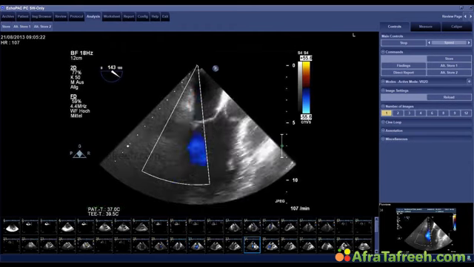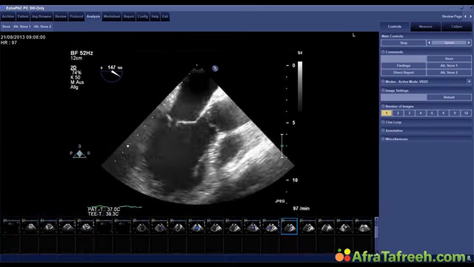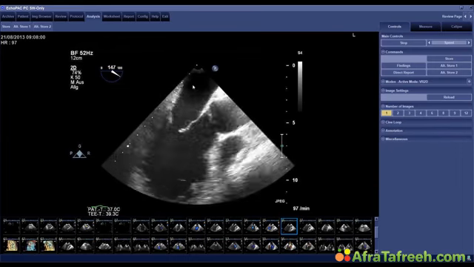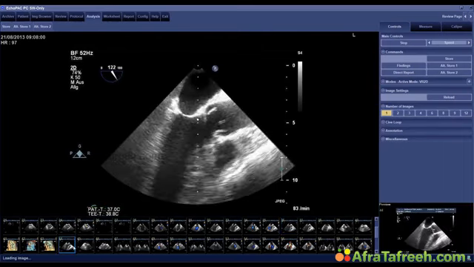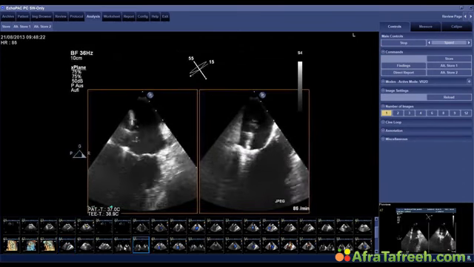Okay, so here we started the provocative maneuver. You see that MR starts to get more. But in essence, what we then do is we acquire certain special views in which we are able to really assess the catching of the leaflets. And then the next step is to perform the transeptal puncture.